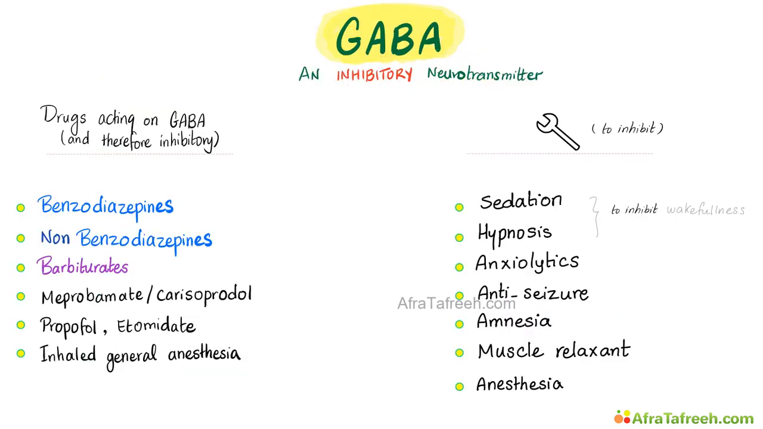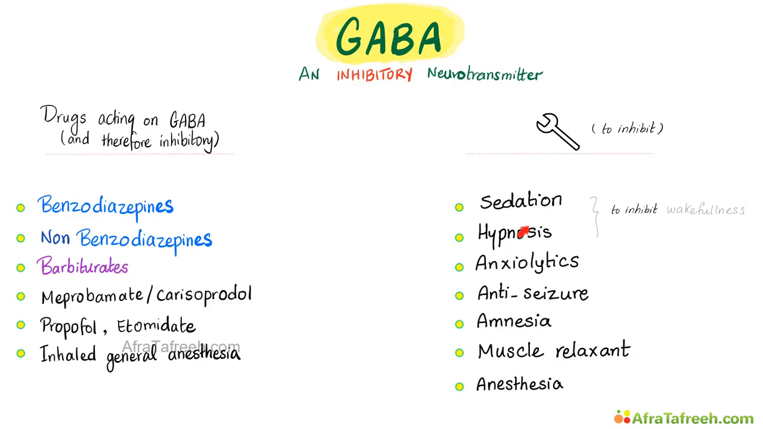GABA is an inhibitory neurotransmitter. What are the drugs that act on the GABA? Benzodiazepines, that's why they make you calm down. Non-benzos, they make you calm down. Barbiturates, they make you calm down. Meprobamate, propofol, all of these will make you calm down. Even the inhaled general anesthetics, their function is to calm you down. That's an inhibition. Therefore, we use them for sedation, hypnosis, anti-anxiety, anti-seizure, amnesia, as muscle relaxants and anesthesia.